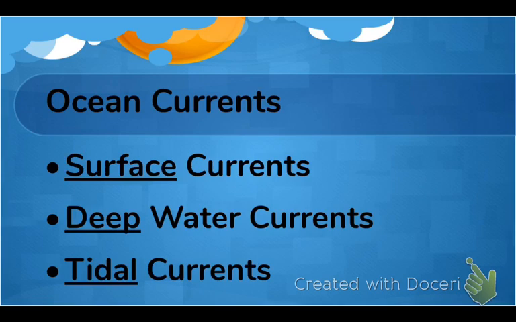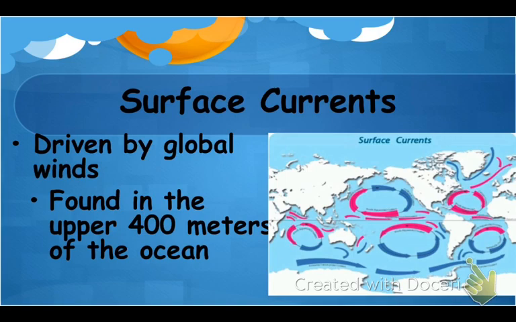Surface currents are simply the area on the top of the water, the surface, that's moving. This is moving because of winds, specifically global winds. So your surface currents are going to go in the same direction as the global winds. Now, if you remember from Unit 3, we said global winds are curved because of the Coriolis effect.